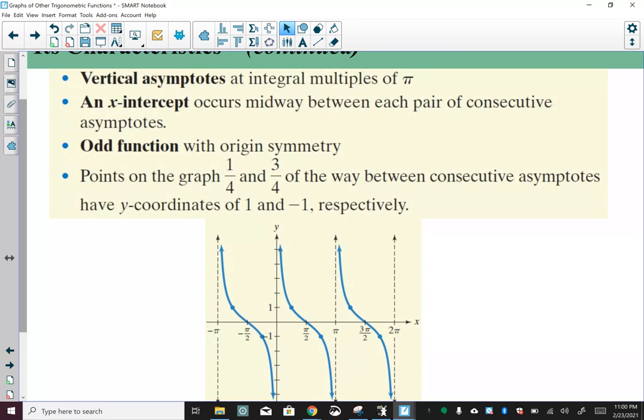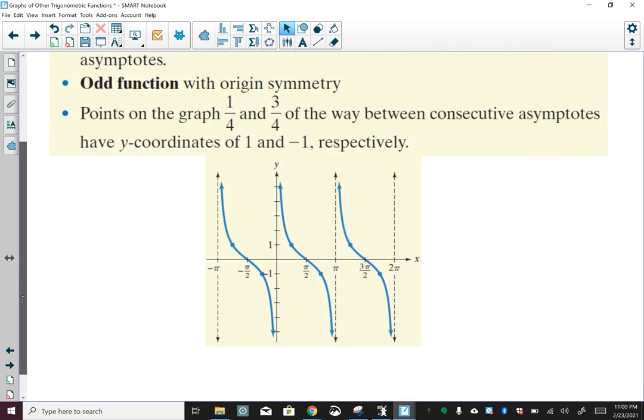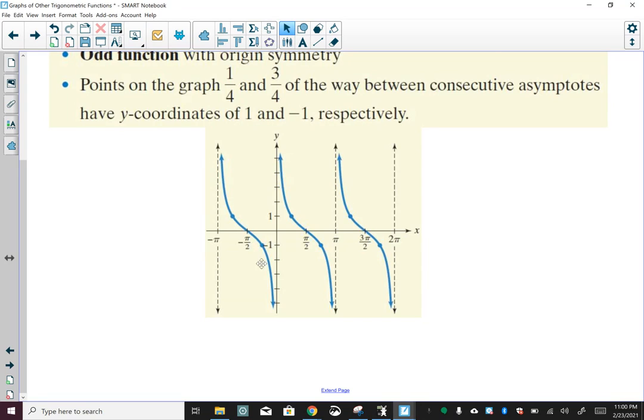Instead of being at your odd pi over 2's, this one's going to be at multiples of pi. Your x-intercept, again, is always going to be halfway between. You're still going to have an odd function because you have that symmetry across the origin. And again, halfway between your x-axis and your asymptote is where your 1 or -1 will be plotted.